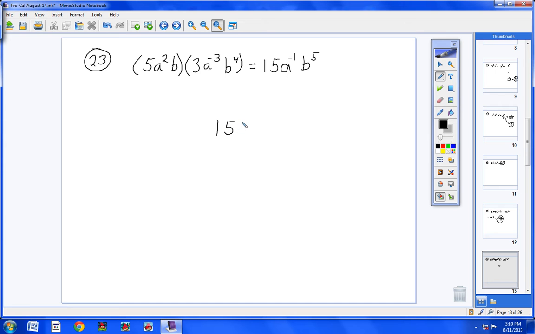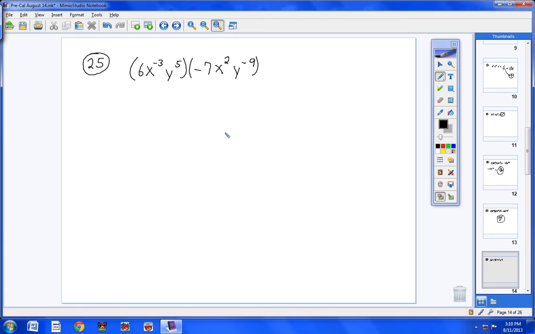So I have 15 b to the 5th. We're not going to move those. They have positive exponents. But the a goes down to the bottom. And when I do that, negative 1 becomes a positive 1. And that, students, is your answer. 15 b to the 5th over a to the 1. All right, let's continue on to number 25.